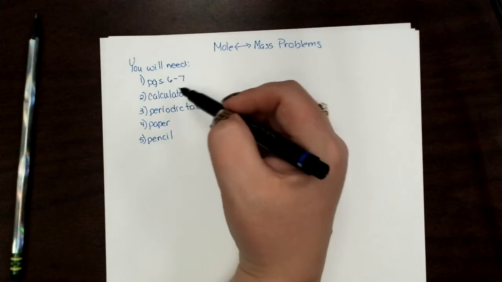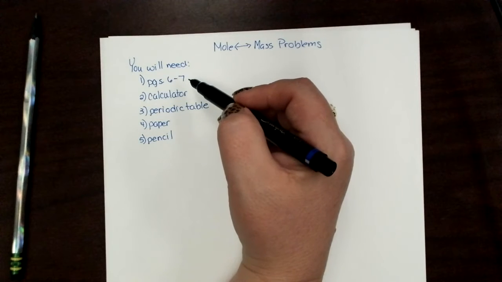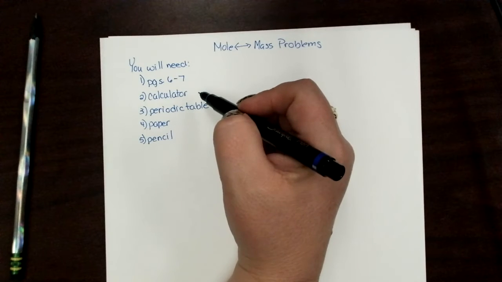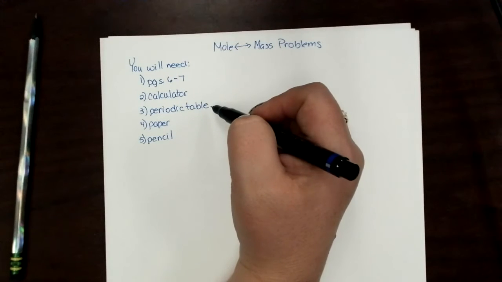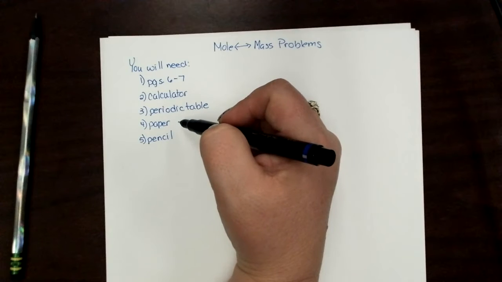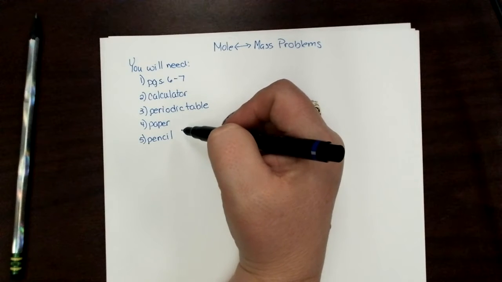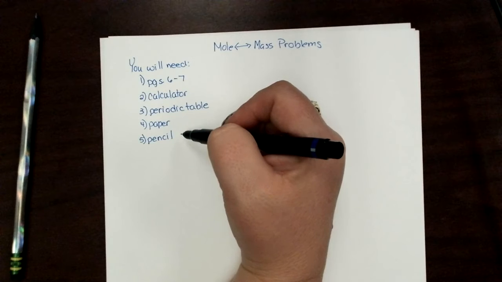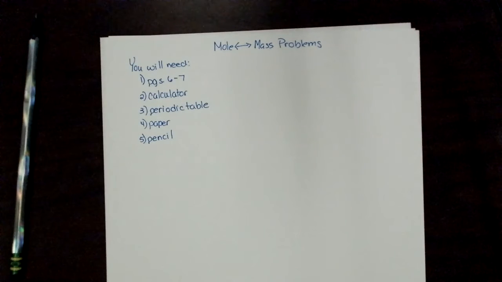So we're going to need pages 6 and 7 from the Google Classroom or your packet. You're going to need your calculator. You're going to need a periodic table. You're going to need paper, and you're going to need a pencil. So if you want to pause the video right here and go fetch these 5 things so that you will be prepared to work problems.